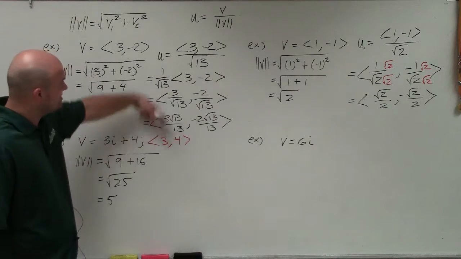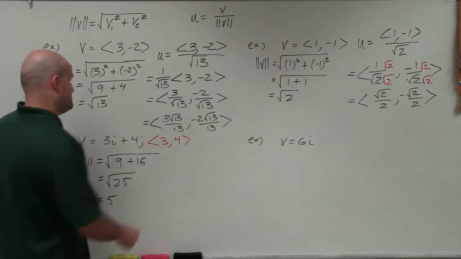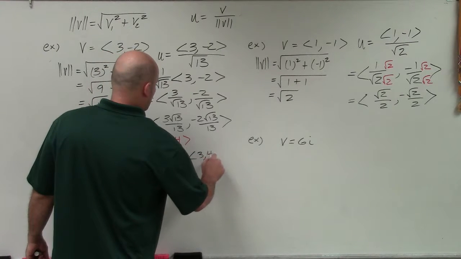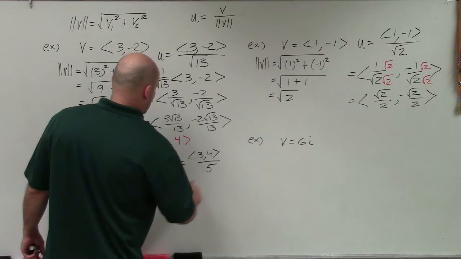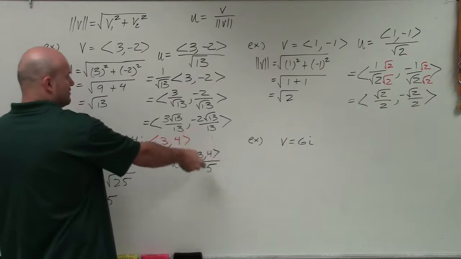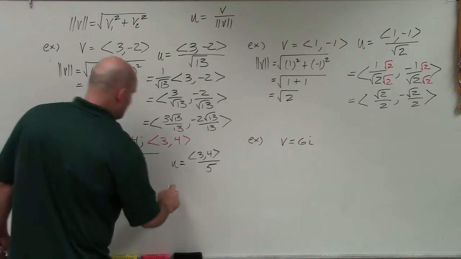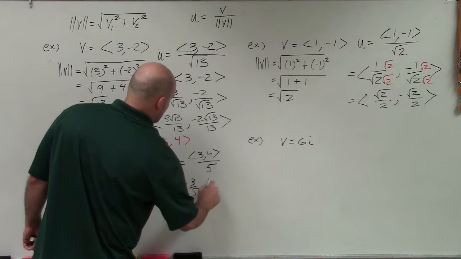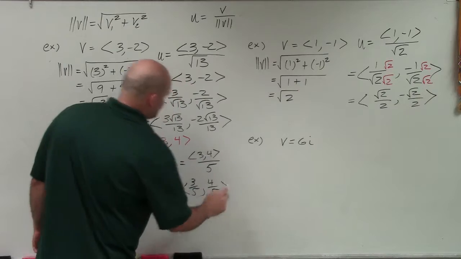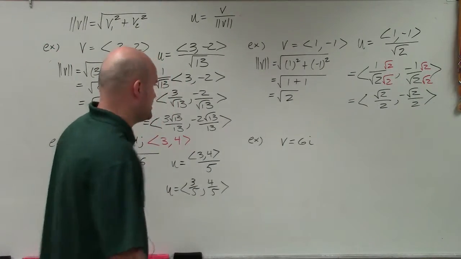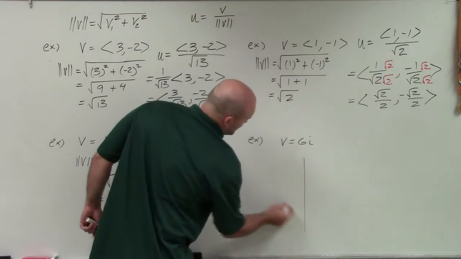Now, I basically just take that vector and divide it by its magnitude. So my unit vector u is going to be 3, 4 divided by 5, which again, you can just divide by 5 into both of those, or think of it as multiplying by 1/5. However, my unit vector now is going to be 3/5, 4/5.